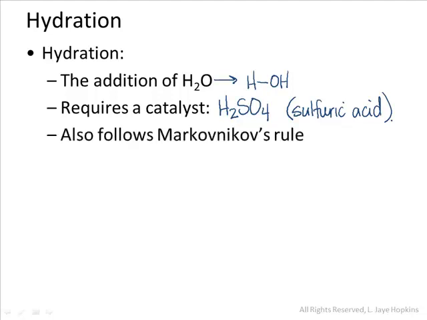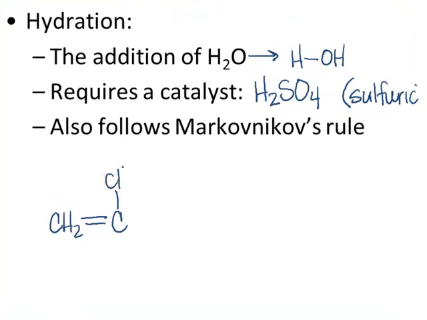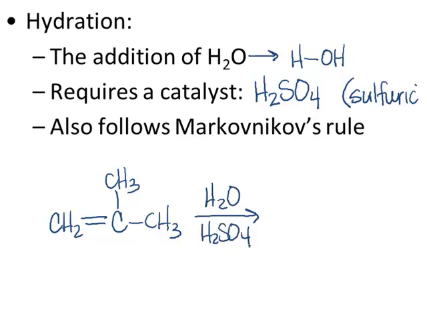The addition reaction will follow Markovnikov's rule because, again, in this case we have an OH instead of a Br or a Cl. So for example, if I had this structure, a double bond between carbons, and let's put some carbons on this side, here's how it would look. Water as a reactant, sulfuric acid as a catalyst, commonly written like this above and below the arrow. Go ahead and draw the final product.